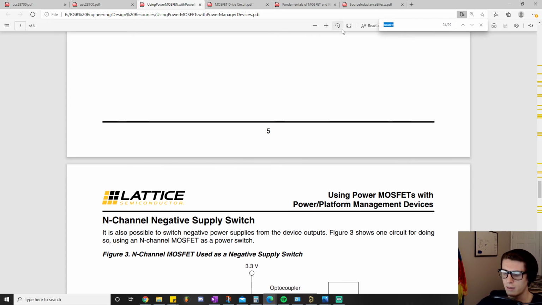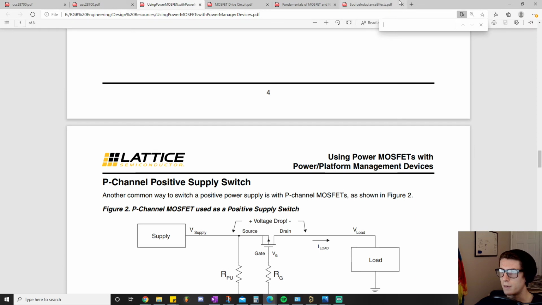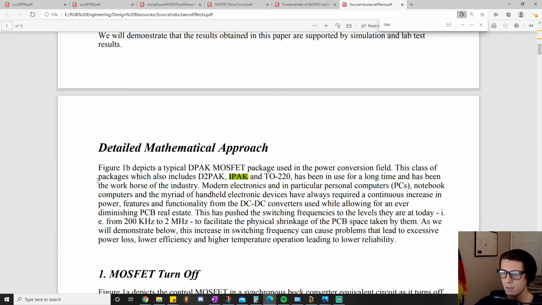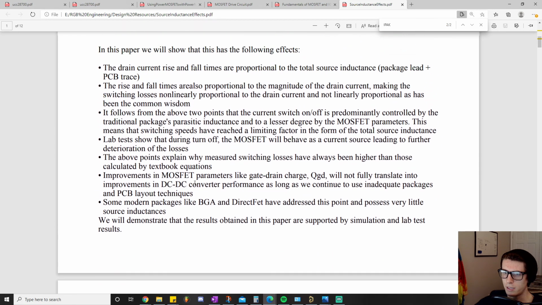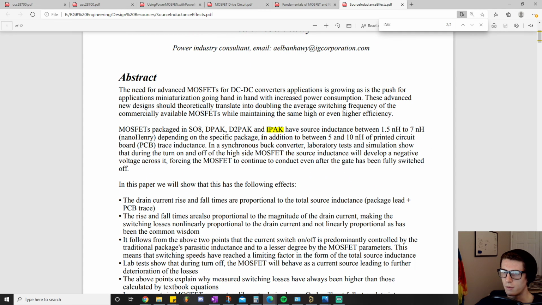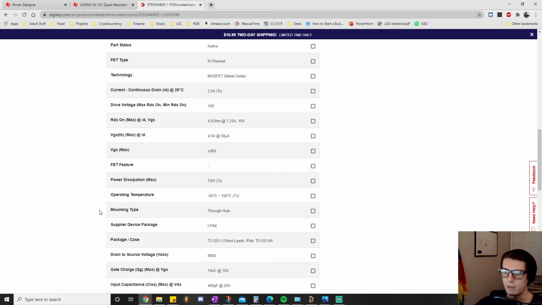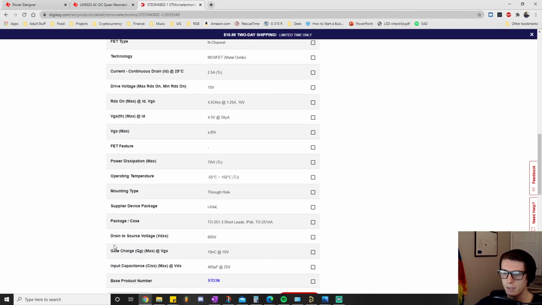But it tells you, so this might not be the right data. Oh yeah, here you go, short source inductance, I think. So it has a detailed mathematical treatment for the typical DPAK MOSFET package. Basically, what this little paper says has to do a lot with the device package that the MOSFET comes in. And what device package is it? Here it says supplier device package. It's a DPAK, so that's where I found that little tidbit of information.